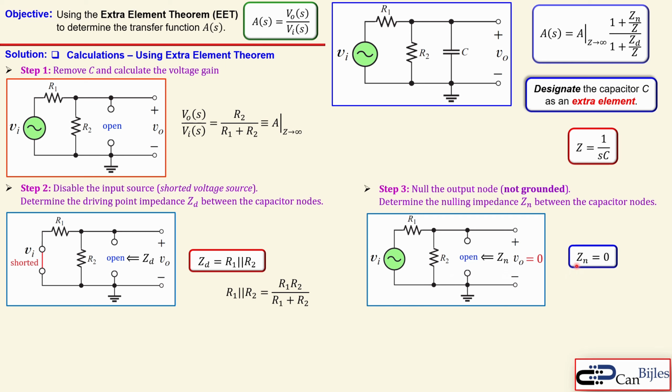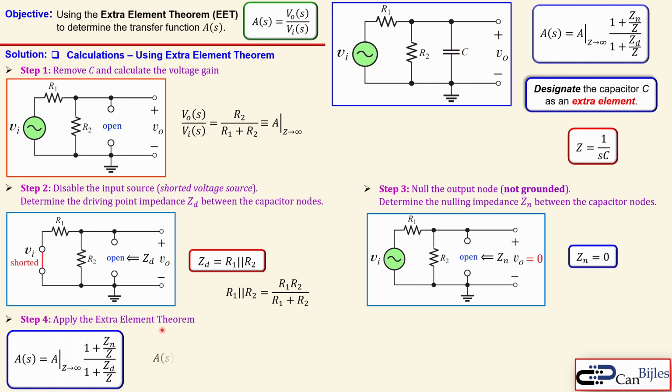So we now have all the elements for our formula, which is this transfer function. We found this here from step 1. ZD we found in step 2. Zn we found in step 3. And Z, we know that is our extra element. That is 1 over SC. So we can now apply the extra element theorem and substitute that in this formula. So here we go. That's what we do.